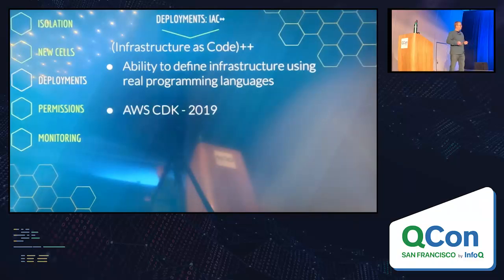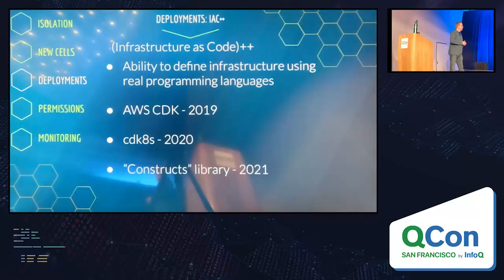So in 2019, AWS released the Cloud Development Kit, CDK, which is the first time that you could use basically your favorite programming language to produce CloudFormation infrastructure. And it's really powerful, and I was very excited when this happened. A year later, they released CDK8s, which is basically the same thing, similar syntax, but it works for Kubernetes environments instead of CloudFormation environments.